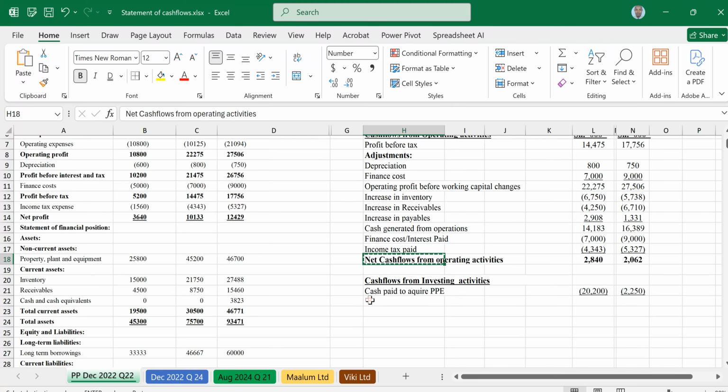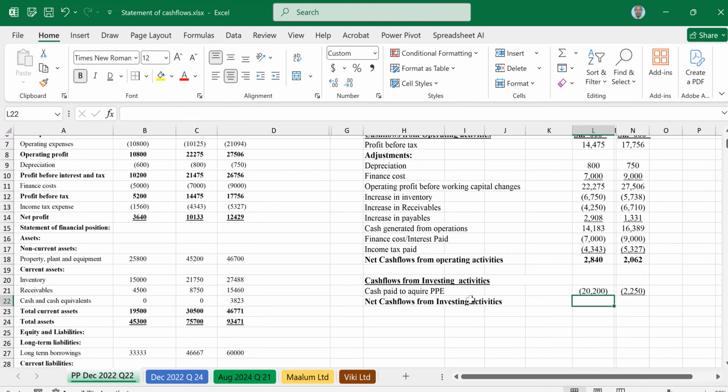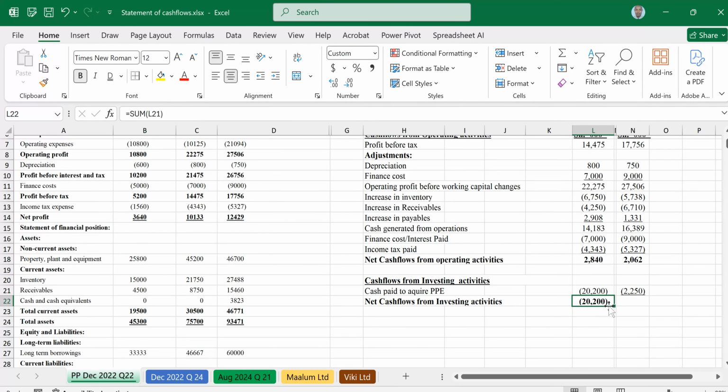You're going to get the net cash flows from investing activities, because there is nothing else. The question was precise and not complicated. There's only one PPE. If you add that, you get the same answer as what we have up there.